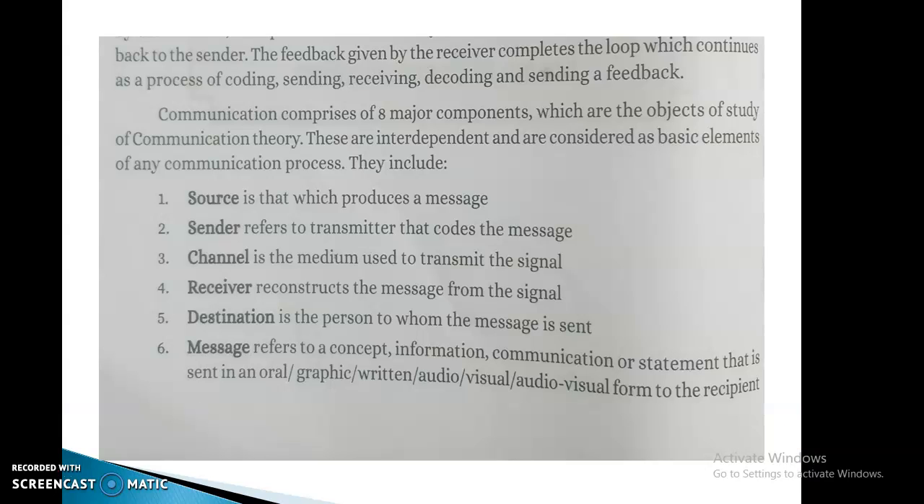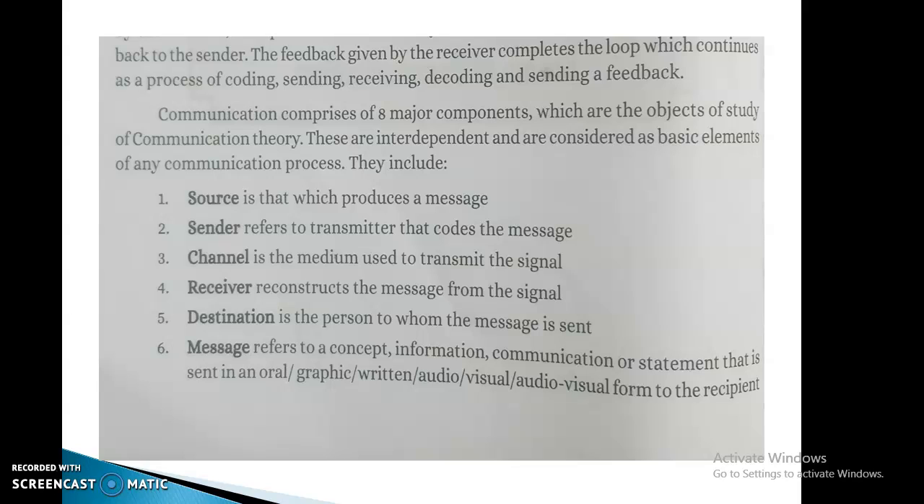The feedback given by the receiver completes the loop, which continues as a process of coding, sending, receiving, decoding, and sending a feedback. This communication process forms a loop. That is, in a loop, same things are repeated again and again. So in the case of communication, there is a sender who sends the message, and there is a receiver who receives the message. The feedback, that is the response of the receiver to the sender, is what completes the loop. So communication comprises 8 major components, which are the objects of study of communication theory.